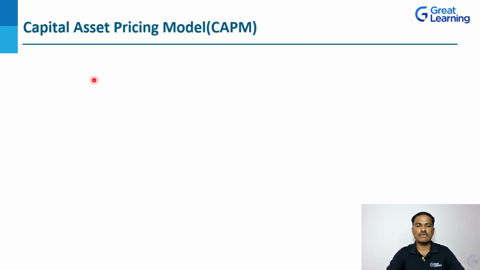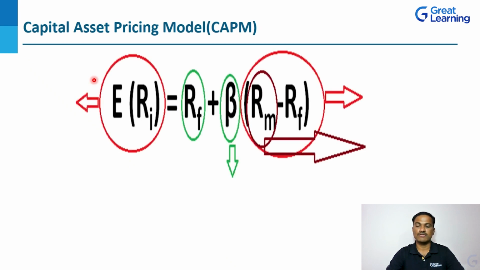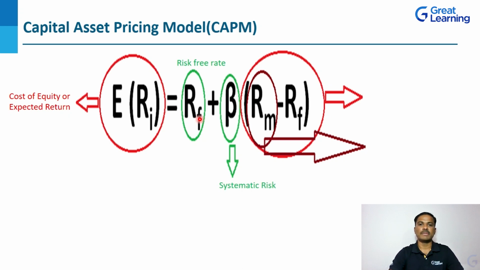So let's have a look at one of the examples. Before we go to the example, here is the formula to calculate expected return under the capital asset pricing model. So what is ER? ER is cost of equity or expected return. This is what you're going to expect. To calculate this value, you need the risk-free rate, RF, and the beta factor.